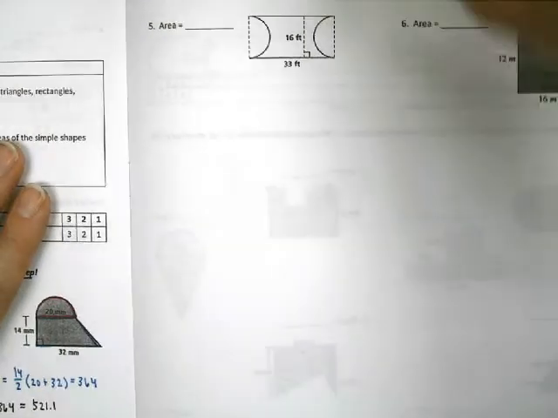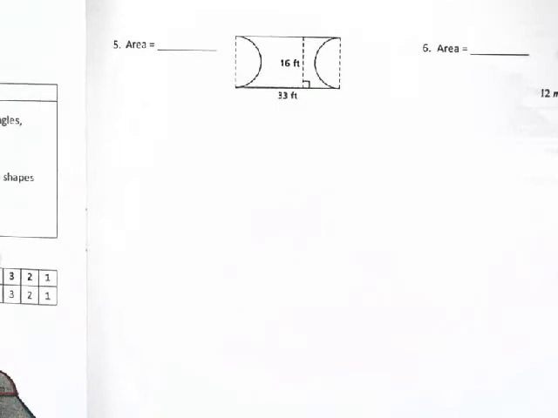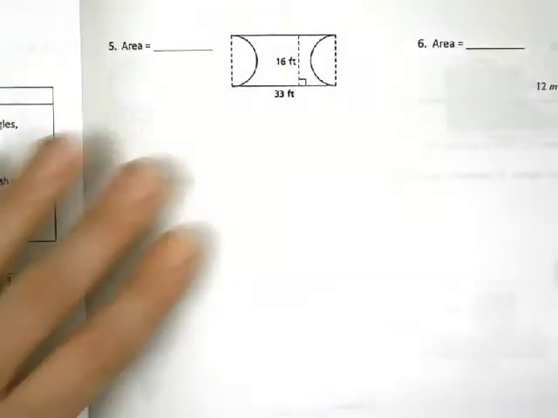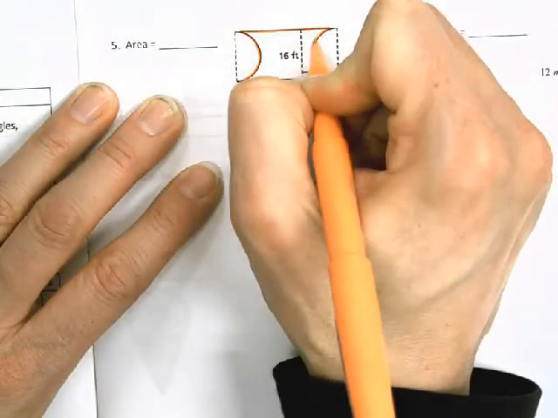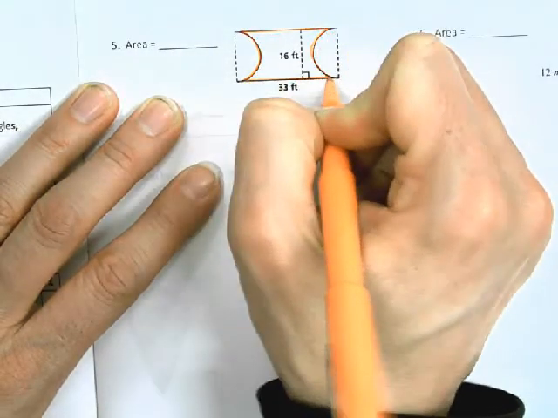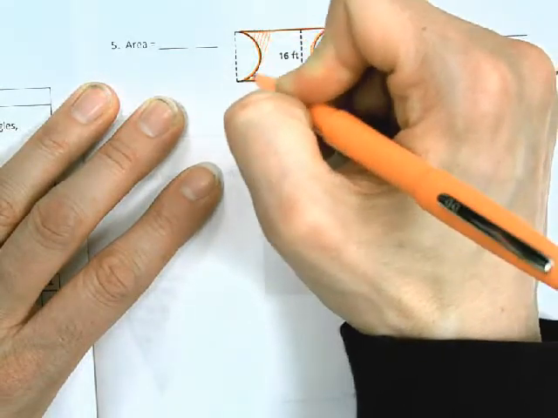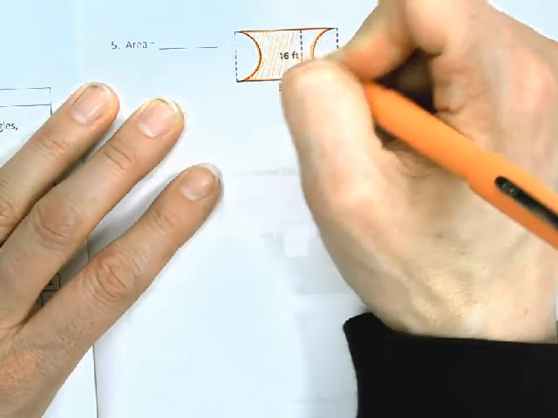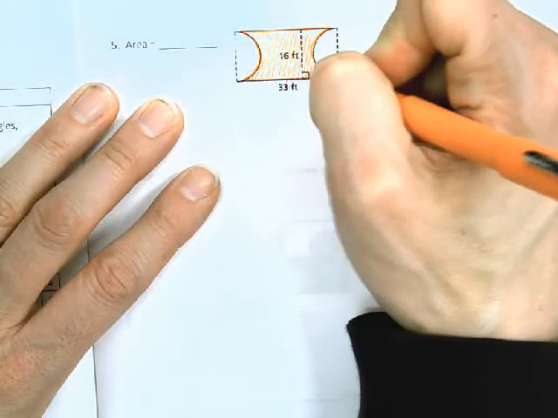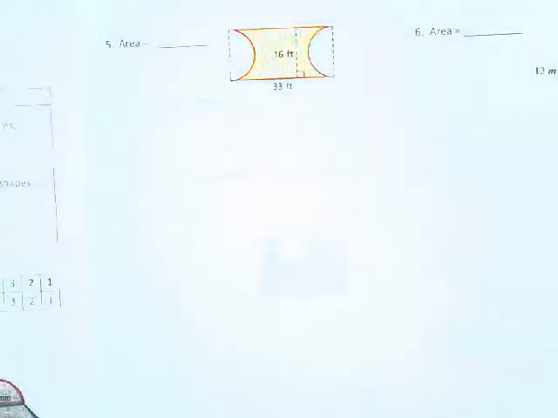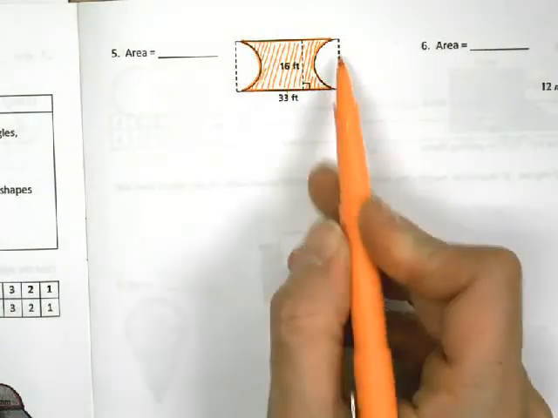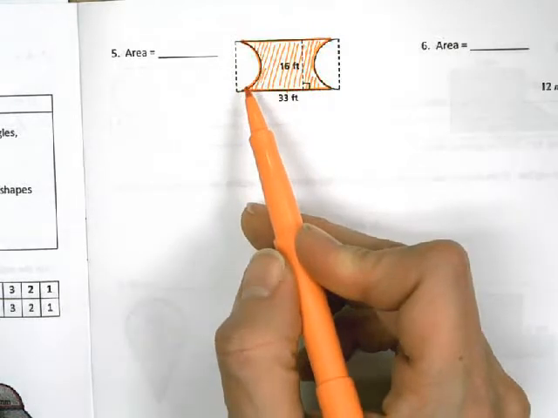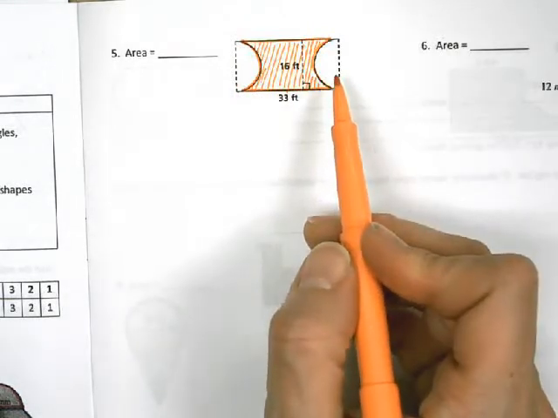Now, our direction said to find the area, or the shaded area. In this case, there's not shaded, but we want to look at the area that's bound by these solid lines here. So what I'm sketching in here is really what we're looking for, this orange shaded area. What I'm thinking when I look at this is that I have a rectangle with two semicircles subtracted from it.